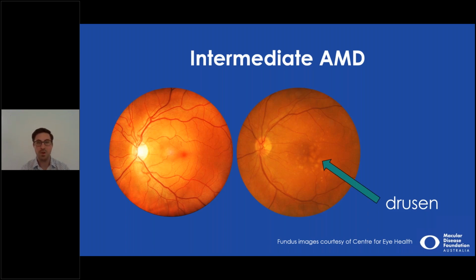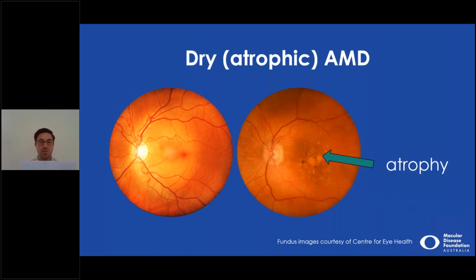But moving on from the early changes, I'd like to move on to the first variety of advanced or late stage AMD, which is called dry or atrophic AMD, and it represents roughly 6% of cases in Australia. Dry AMD is a slow form of the disease where changes to the back of the eye happen very gradually. But while the progression of the disease may be slow, there is always progression. Unfortunately, there are no current treatments for this type of eye disease.